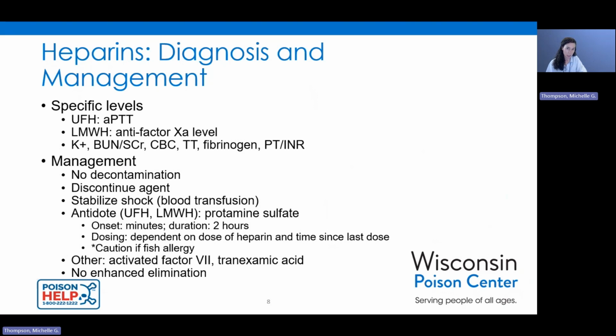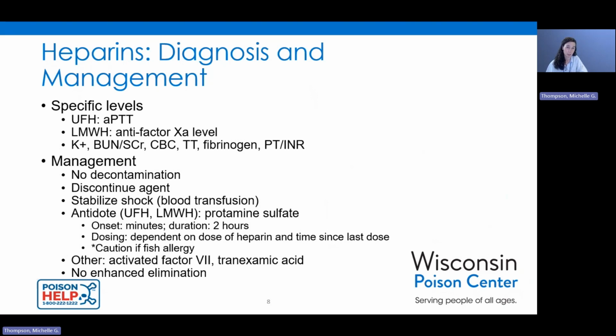Management is dependent on stabilization of shock. Decontamination is not offered to patients, as this is oftentimes a subcutaneous or intravenous exposure, and the agent should be discontinued. Shock should be treated with blood transfusions as needed. An antidote is available for both forms of heparin. It's called protamine sulfate. It has a very rapid onset within minutes and lasts for about 2 hours. This is very often used in the cath lab.